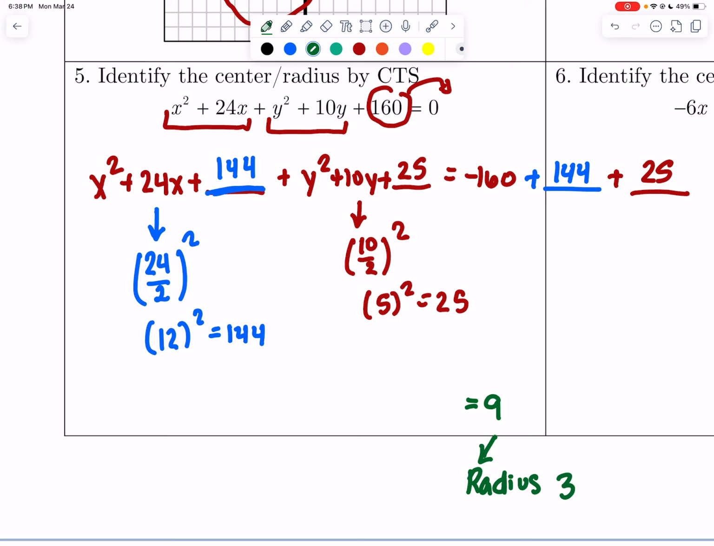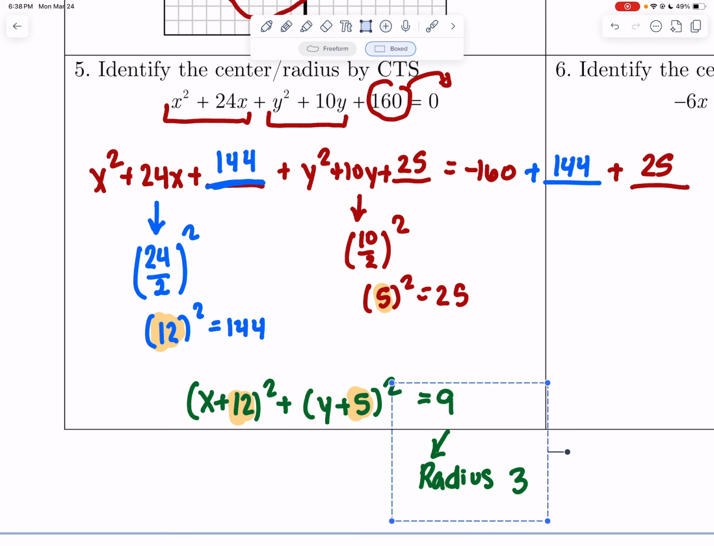All right, so whenever we completed the square, we got x squared plus 24x plus 144. And to find the factor, remember that that's just going to be whatever my b divided by 2 value is, in this case 12. So I'm going to have x plus 12 squared plus y plus 5 squared. So it's always going to be this value right here, b divided by 2.